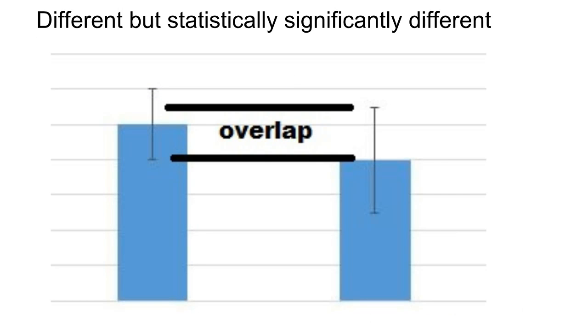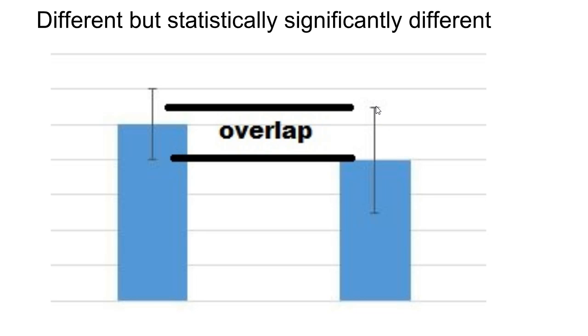So what does it look like when data is different, but it's not statistically significantly different? So these bars are different. They're not the same height. However, the standard deviation of this data and the standard deviation of this data do overlap. So the data is different, but not statistically significant. Okay, these differences are not statistically significantly different.